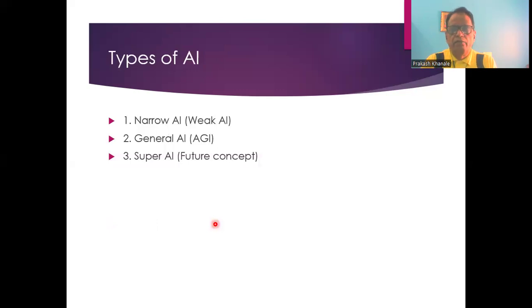We know that there are different types of AI, such as narrow AI or weak AI. Whenever we are making use of AI in a specific domain for a specific application, such as speech recognition, that is called narrow AI. When the AI gets developed over a period of time, then it will work like a human, and this is what we call general AI or AGI. And in future, we can have super AI, where it is possible that the AI will replace human beings. But at present, it is a future concept. We can say that it is under research.